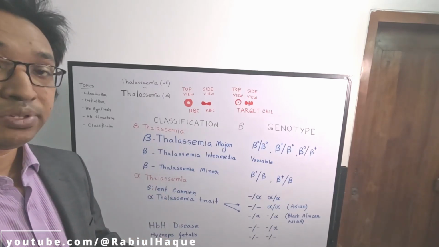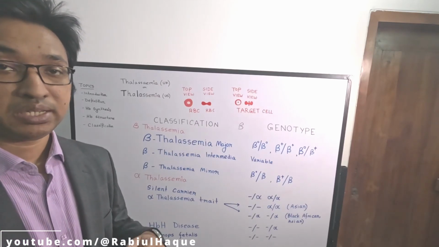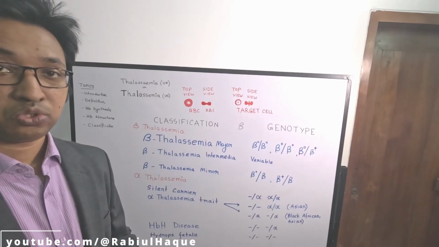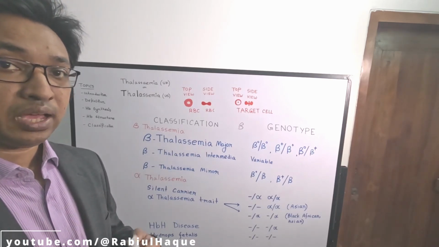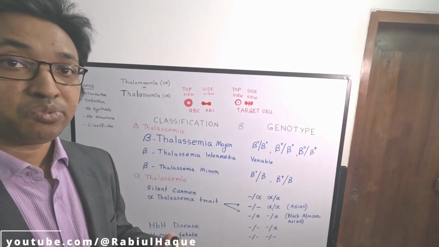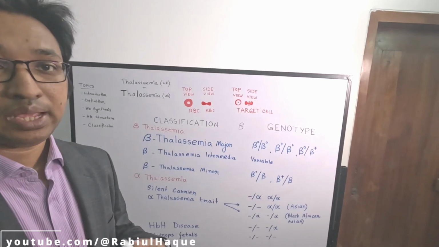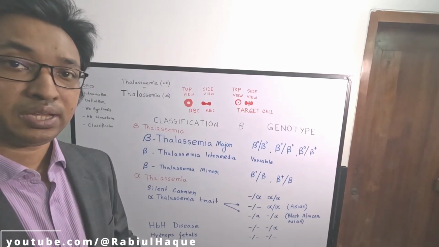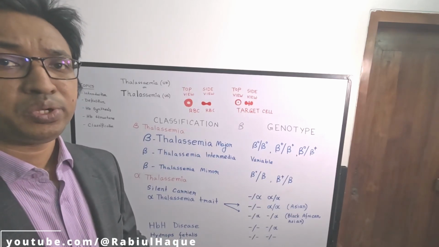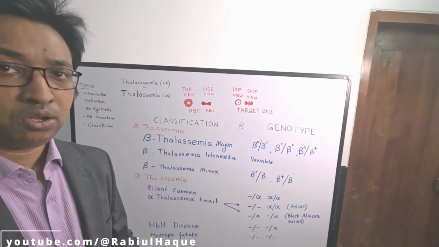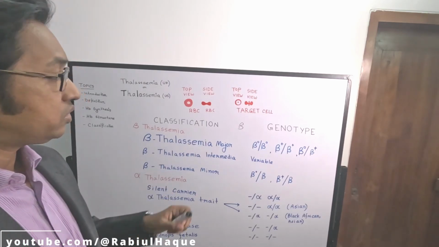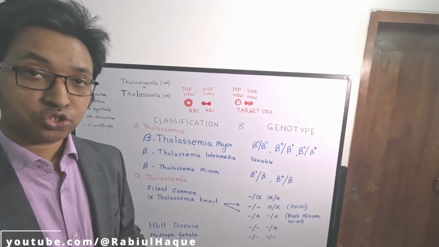Now, beta thalassemia major is common in Mediterranean countries, in parts of Africa and Southeast Asia. And as we will see, in beta thalassemia major, the main hemoglobin will be hemoglobin F. Sometimes hemoglobin A2 is slightly raised, but more often hemoglobin A2 is normal or low. Now, what is the genotype of beta thalassemia major?